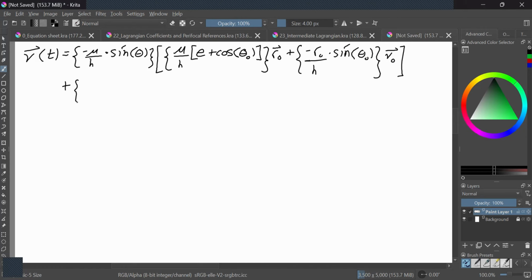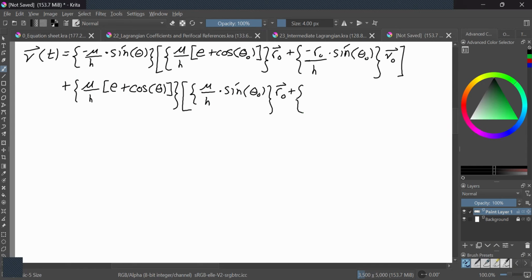We will then add the V component, which is, well, we will add the next component, which is mu by H times E plus cosine of theta times Q, which is mu by H times sine theta naught, R naught direction, plus V naught by H. Use the cosine of theta naught.